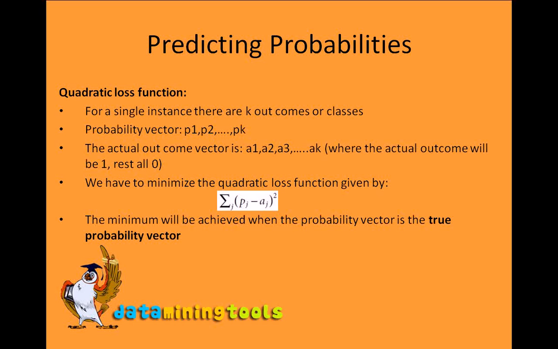Now we have to minimize the quadratic loss function, which is given by the summation of (pj minus aj) squared. So basically here we are representing the quadratic loss function for a single instance. The value of j here will vary from 1 to k. If we analyze this function, then we come to the conclusion that the minimum will be achieved when the probability vector is the true probability vector, and not the one which we have got as a result of our machine learning algorithm, but rather it's the true probability vector.